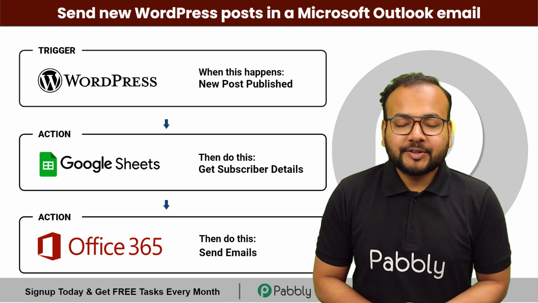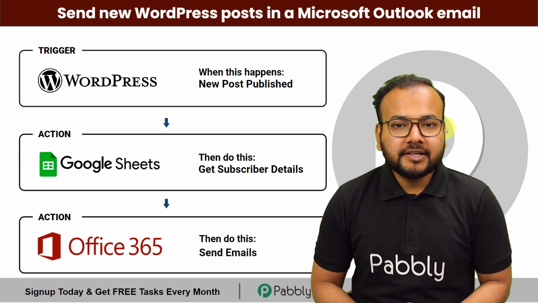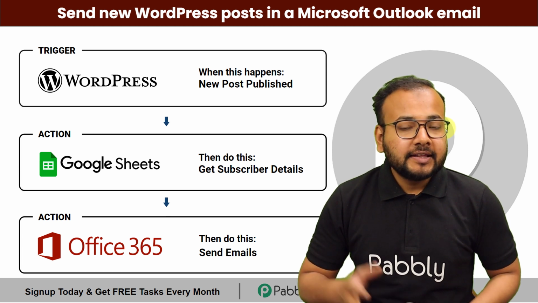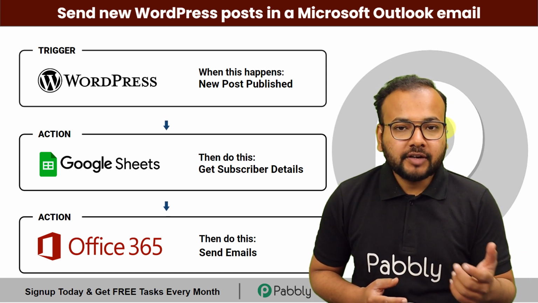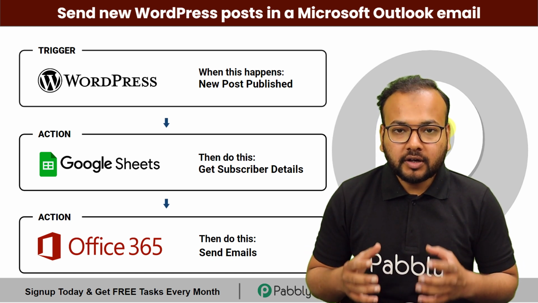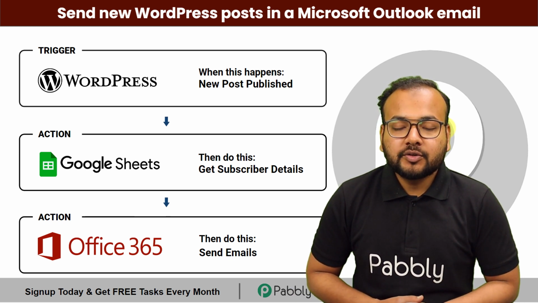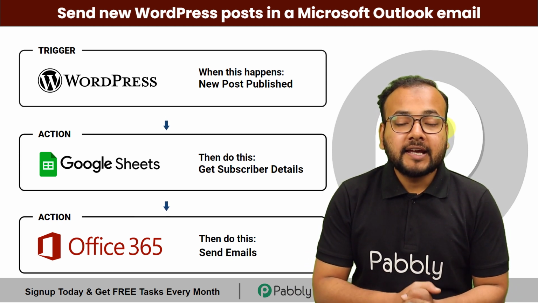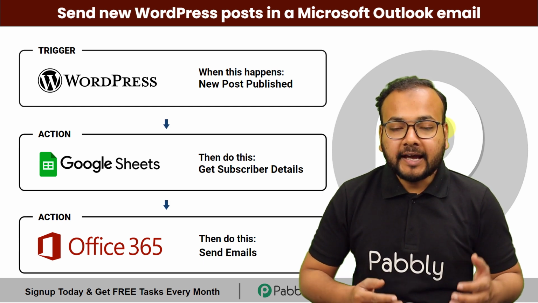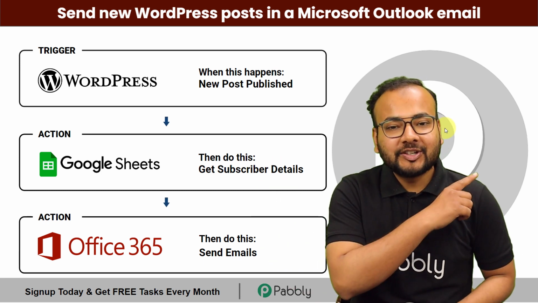Hey there, WordPress enthusiasts. If you ever wanted to streamline your workflow for sending new WordPress post links to all your subscribers on their emails, then you are in luck, because today I'm going to share with you an automation technique by which you can send your WordPress post to all your subscribers directly in their email inbox using Microsoft Outlook emails. We are going to set up this automation without any coding, super simply, and it is going to save a lot of your time and manual efforts. So let's set up this automation together.